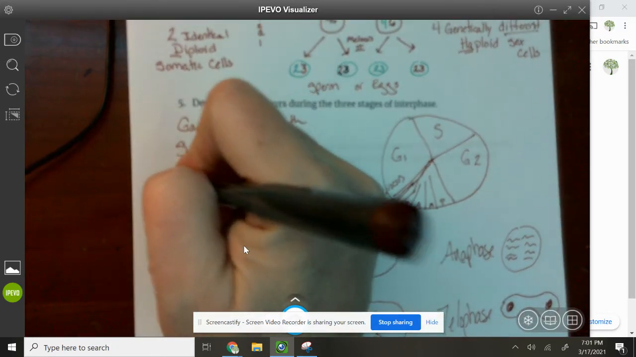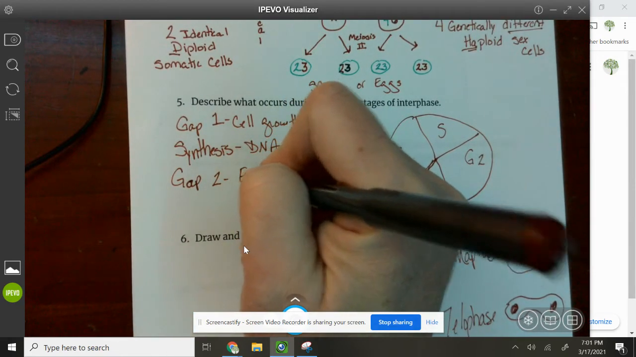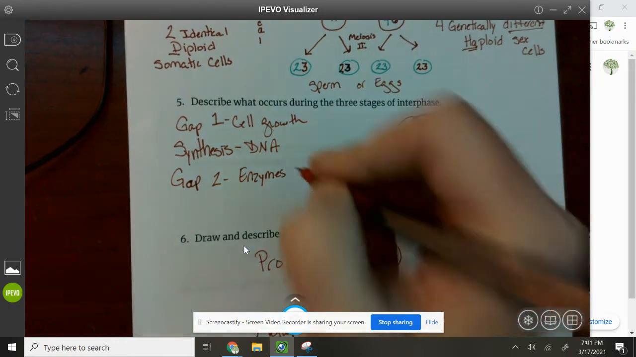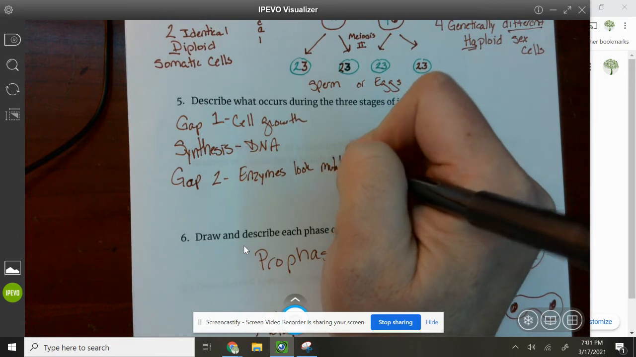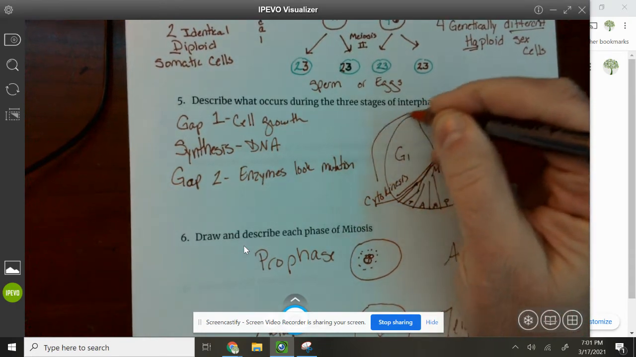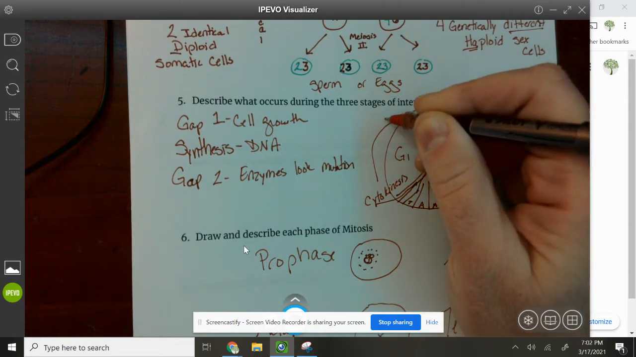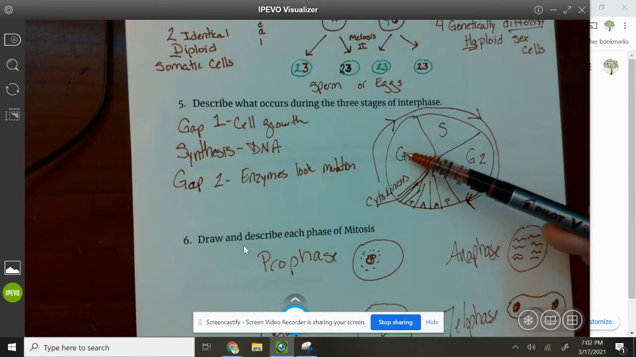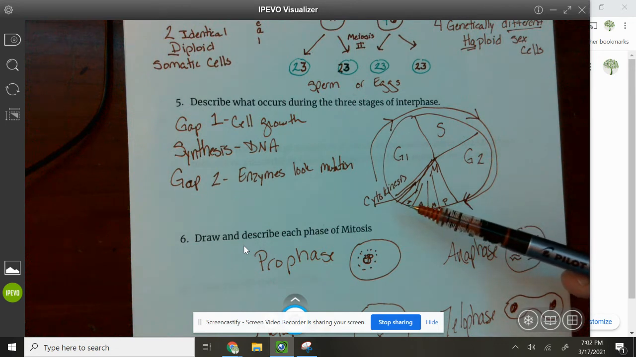And then G2 is gap 2. And this is where there are enzymes that are looking for mutations. Enzymes checking everything over. They try to make sure everything is correct and good to go before we go into mitosis. So we're going in this direction. Okay, so this is interphase: G1, S, and G2. And this is what we do before we get into prophase, metaphase, anaphase, and telophase.